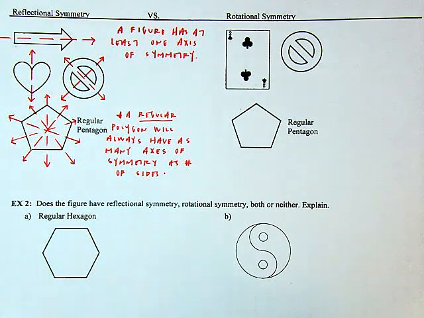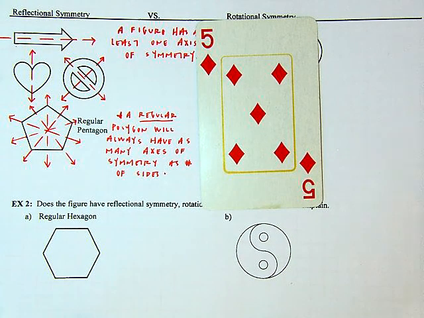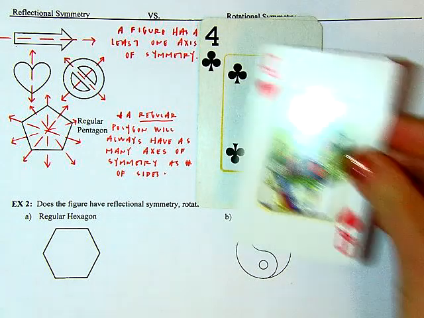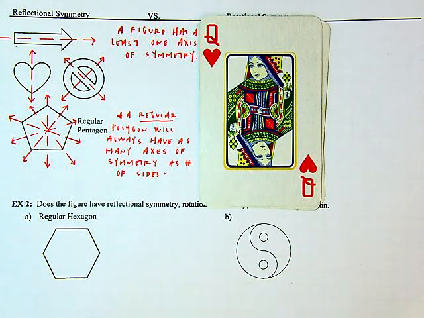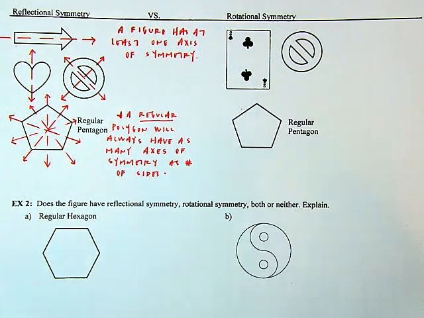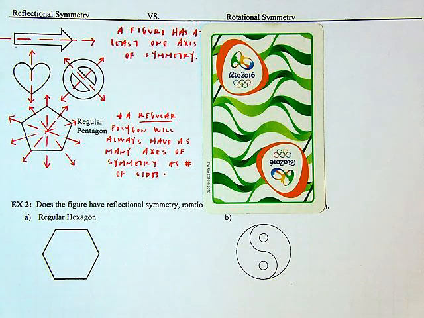I could do the same thing with another playing card. I could do it with, say, the 5 of diamonds. I could also do it with the 4 of clubs. Okay, the Queen of Hearts, another good example. And usually the backs of the playing cards, they design those to have rotational symmetry as well. Okay, my deck of cards here, I got gifted this. So this is Rio 2016 pack of cards, but it does still have rotational symmetry too.